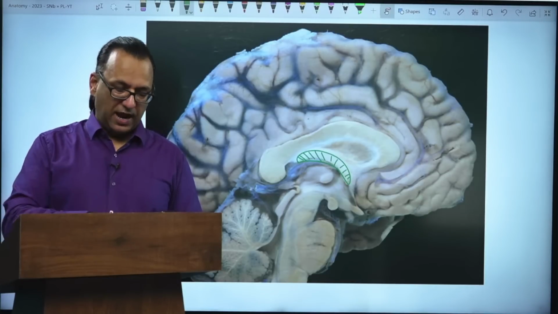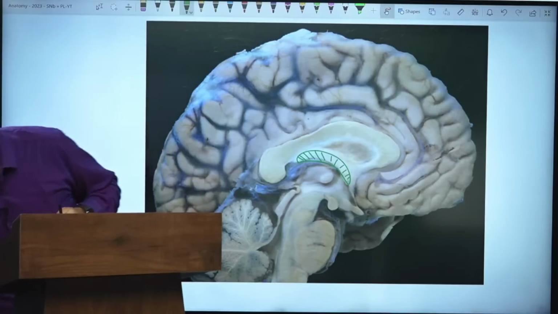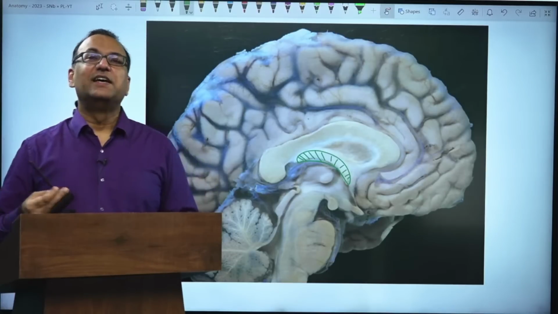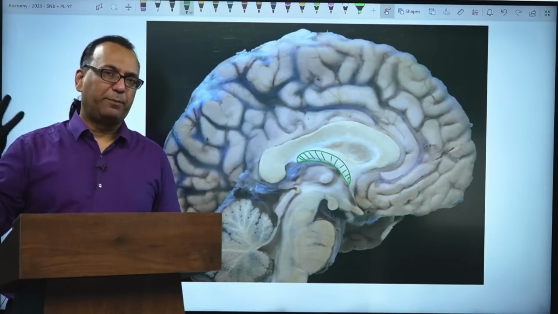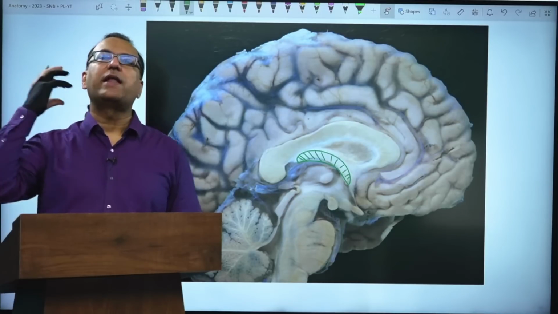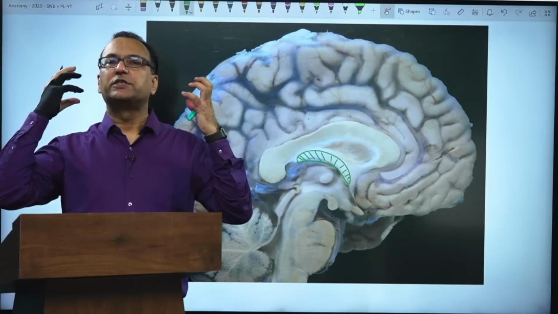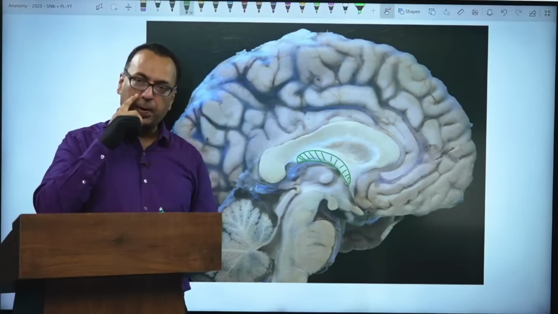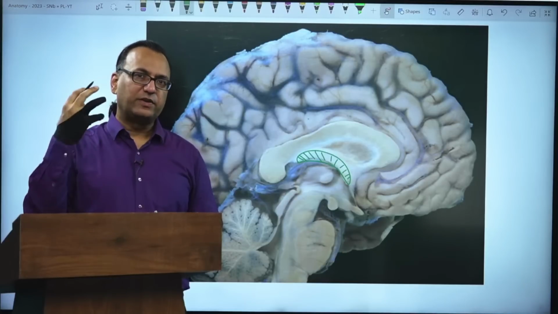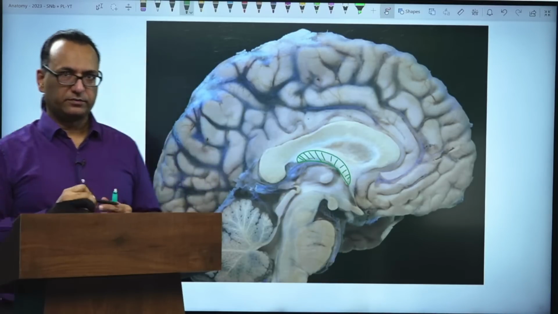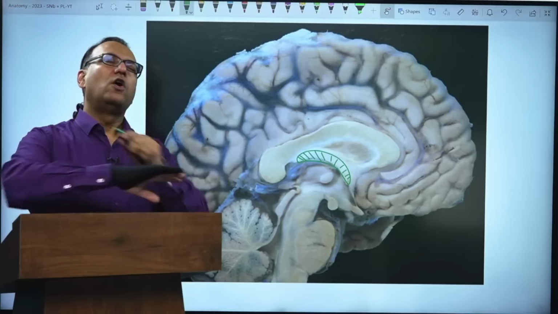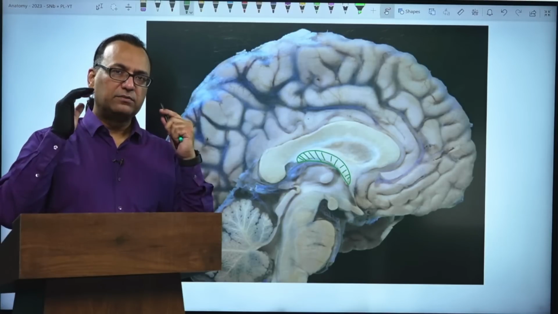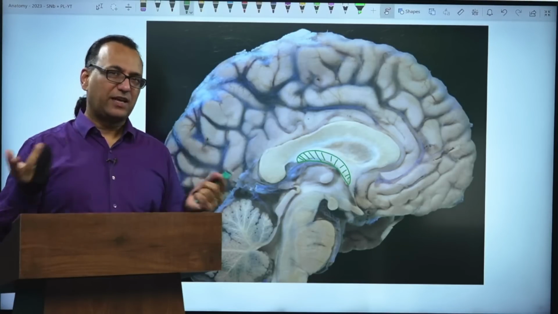Fornix, yes. And fornix has which fibers? First answer should be, it is a commissure, connecting one hippocampus with the other hippocampus. Now if you say fornix is a commissural fiber connecting one hippocampus with the other hippocampus, where is hippocampus? Again, one MCQ. All the statements which I speak in class, they are all MCQs.